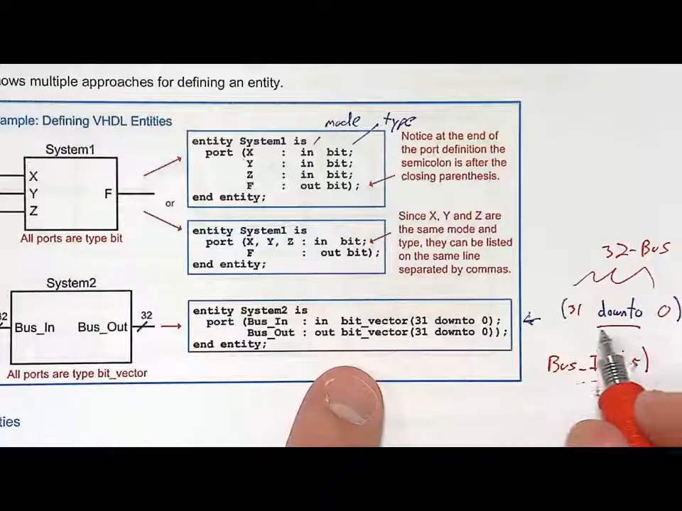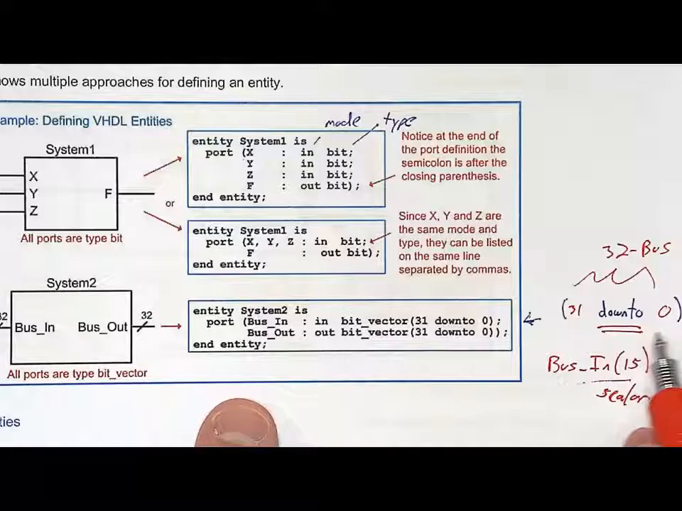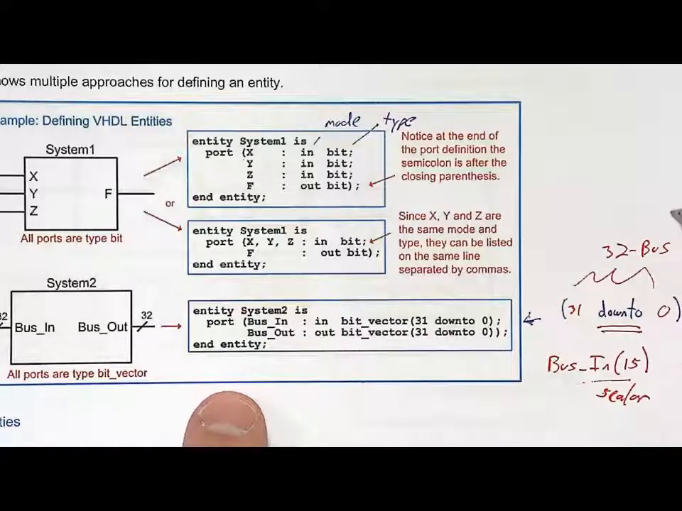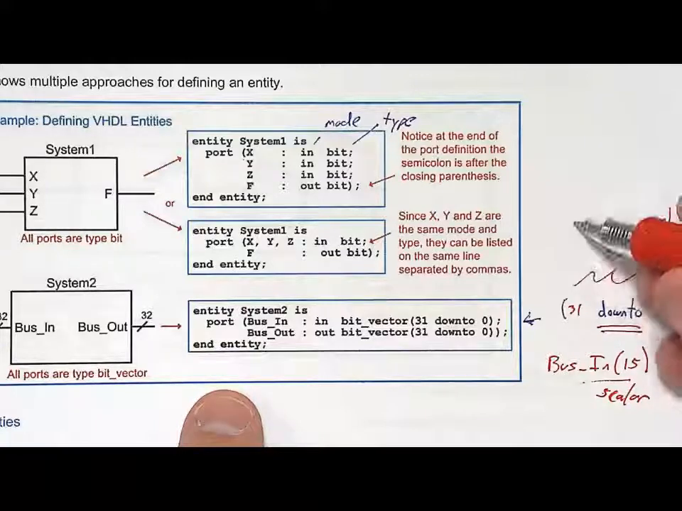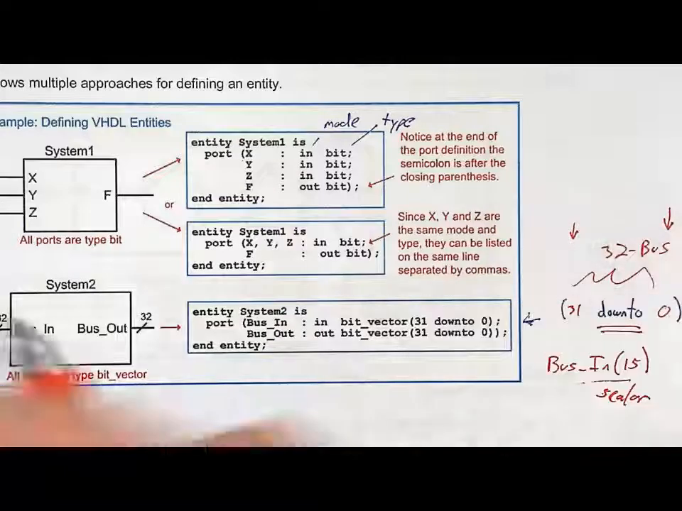But the keyword here is down to. There's also an up to if you want, but for synthesizable circuitry, you almost always put the lower index on the right, the higher index on the left, and that mirrors kind of the positional numbering system. So you can think about it, this is position 0, and then this is the most significant bit, position 31. Okay, so that's an example of an entity declaration.